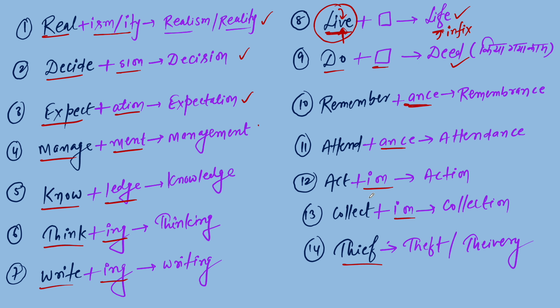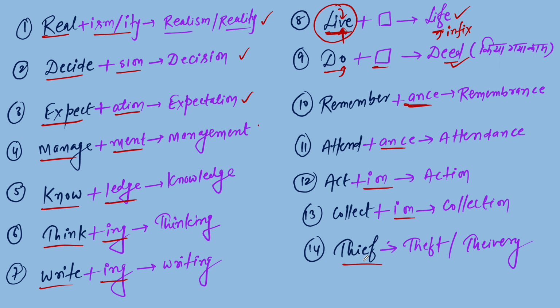Okay. In this case, we actually replaced this O with double E D. Is it clear? So in this case we added double E D, and we actually converted do to deed, which is "किया गया था".